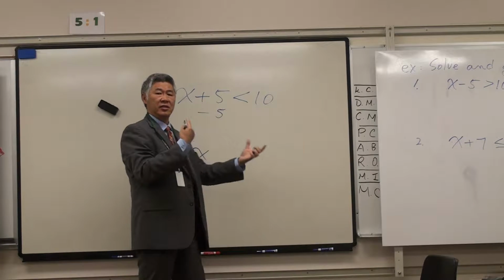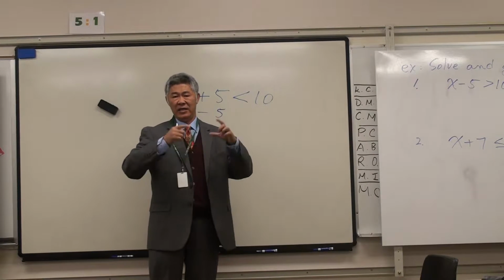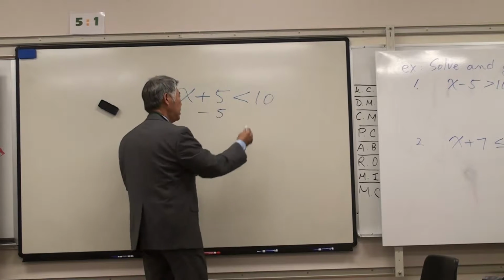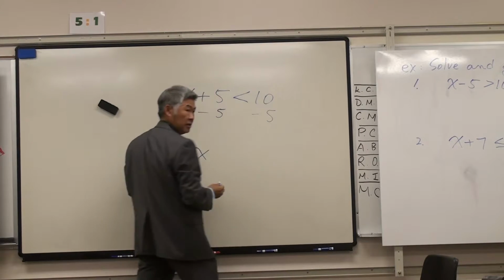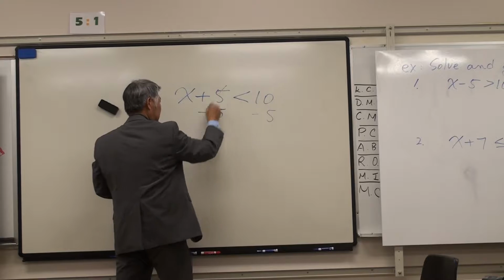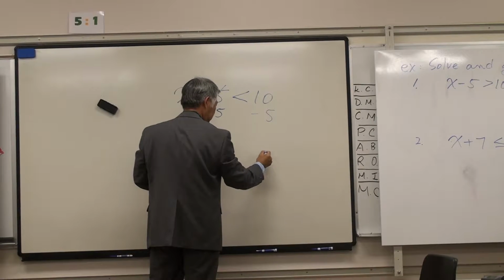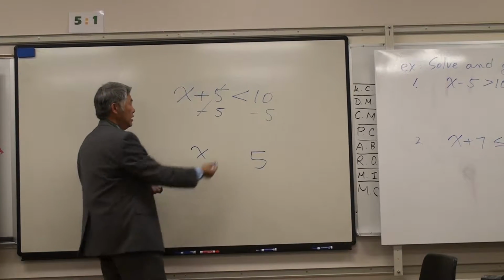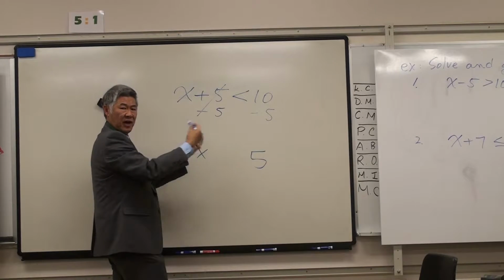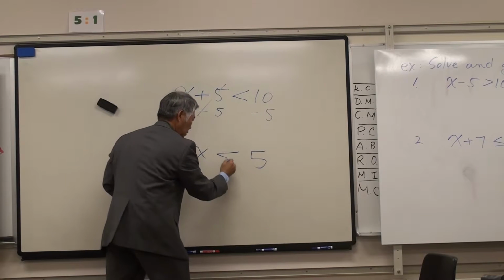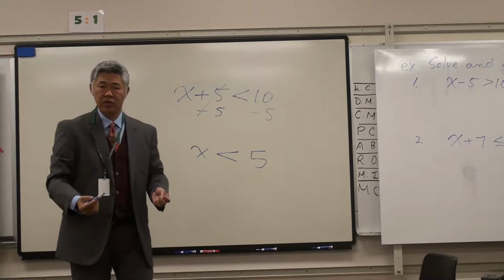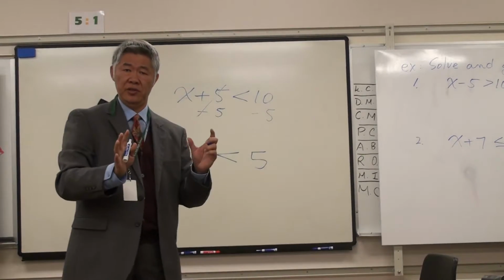And don't forget, since you are treating it as an equation, you have to do the same thing to the other side. That makes this 0, and this is 5. Since we didn't multiply or divide by a negative number, the symbol stays the same. Don't reverse it. Do not reverse it.